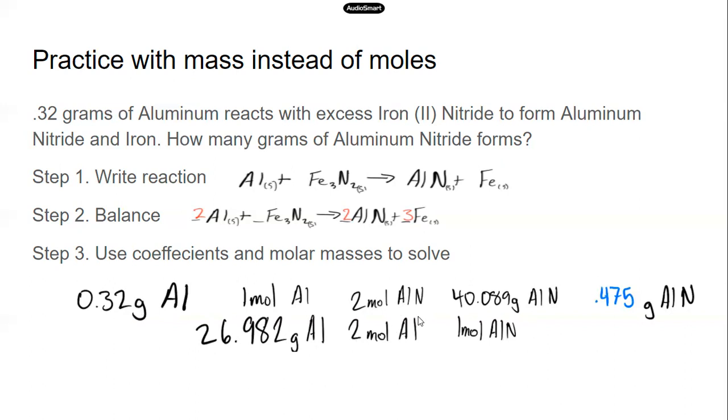Now, a lot of times, depending on what the problem is, if it wants how many moles of aluminum nitride form, then you're just going to skip this last step. But in our case right here, it asks for how many grams of aluminum nitride form. So we're just going to keep going until we get the correct unit, which is 0.475 grams of aluminum nitride.